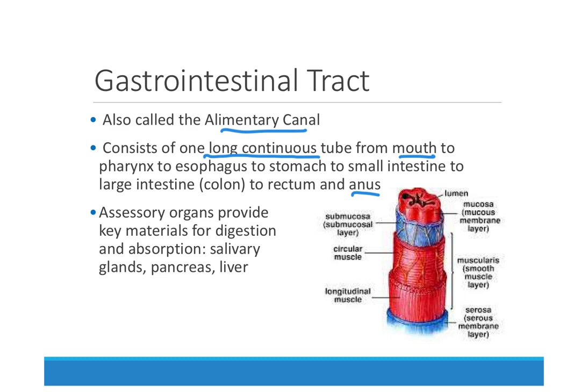open to the environment. There are also several important accessory organs that are not part of this food tube, but they provide key materials that allow your body to digest food. These are the salivary glands, the pancreas, and the liver, and I'll be discussing them as well.